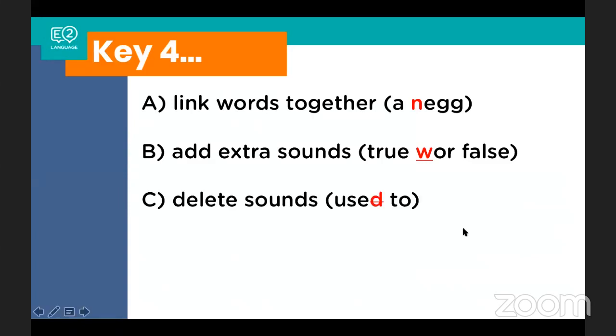And sometimes we just delete sounds altogether. So in written English, it would say used to, I used to smoke cigarettes. But when I speak, it's very difficult to put a d and a t sound together. So I just say used to. I used to smoke cigarettes. And then that kind of makes it hard because I don't know if I'm talking about past tense or anything like this, but this is just how native English speakers speak.